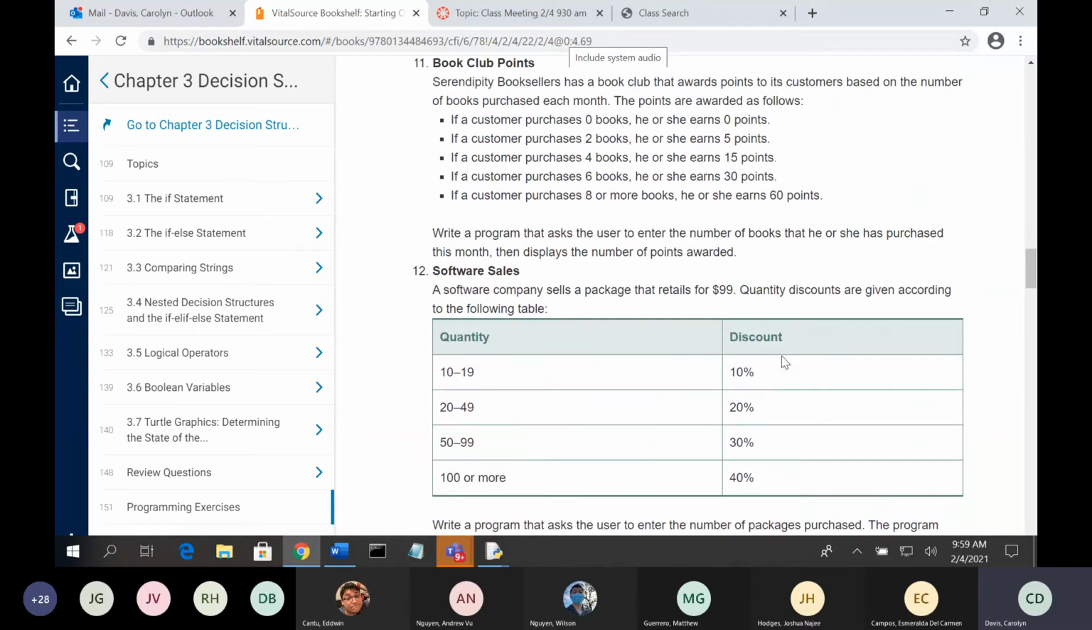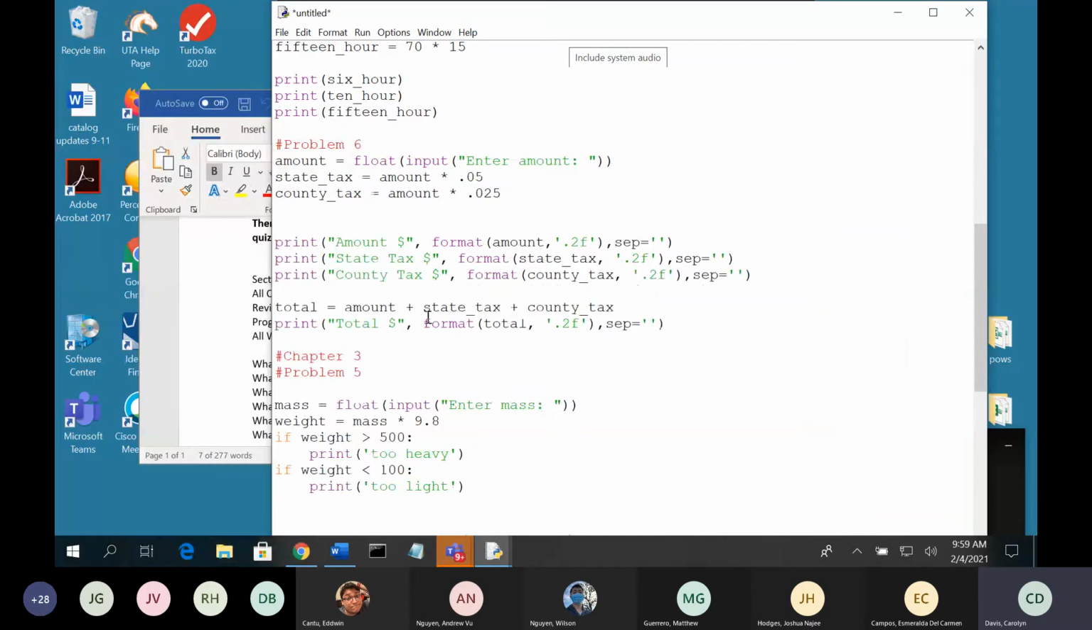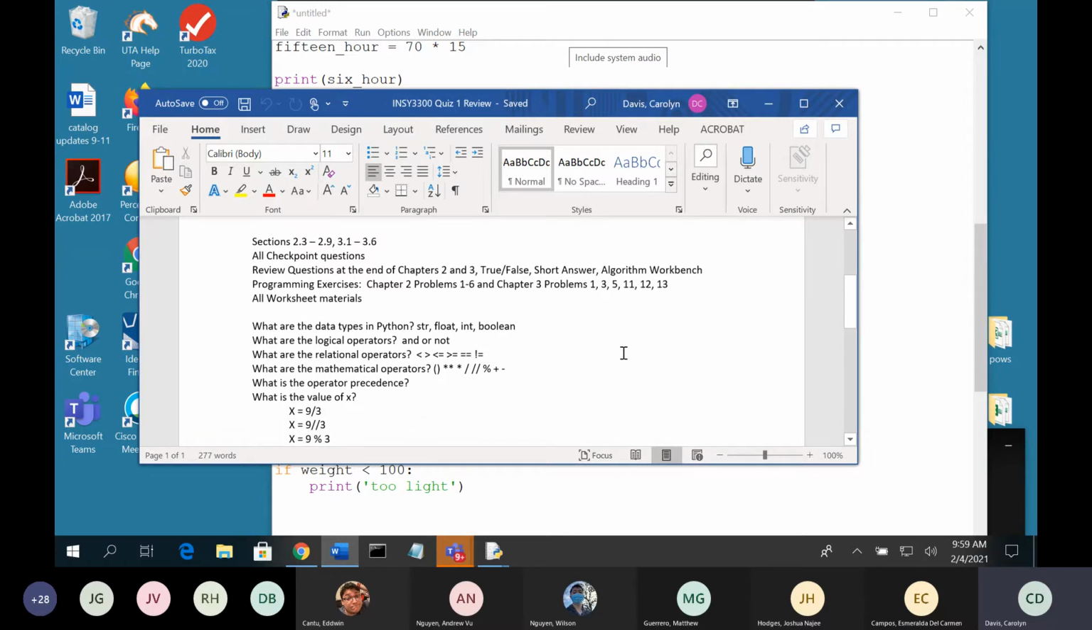Okay. There we go. All right, so that covers all the problems that I marked. And of course, we've already done the worksheets and we've done the true false. We did some algorithm workbench. Those are the ones that are on the worksheet, which we did in class. Okay. All right, let's look at this a minute.